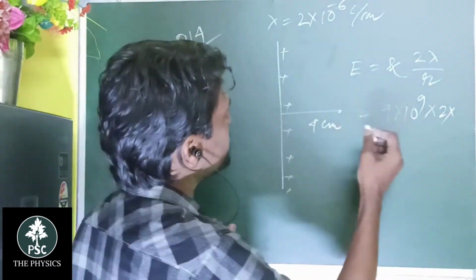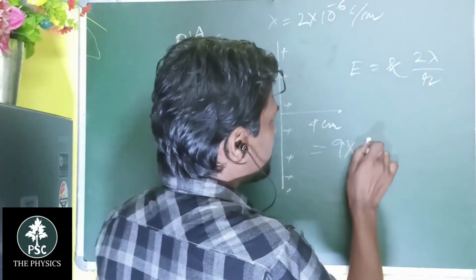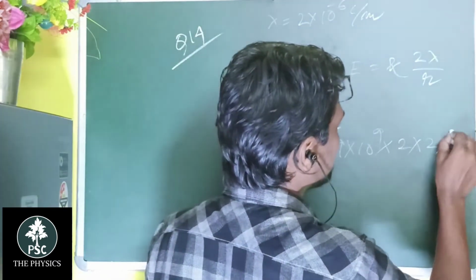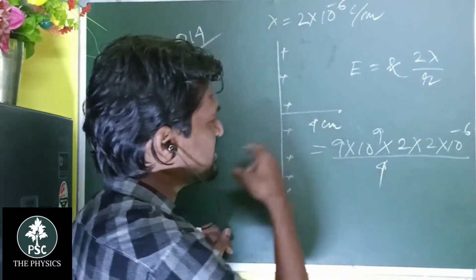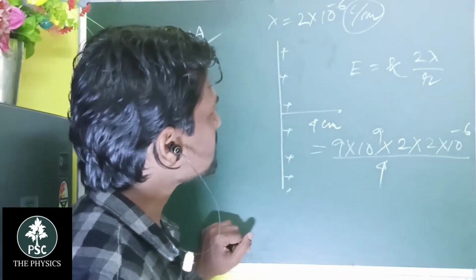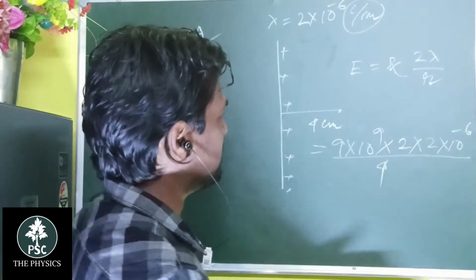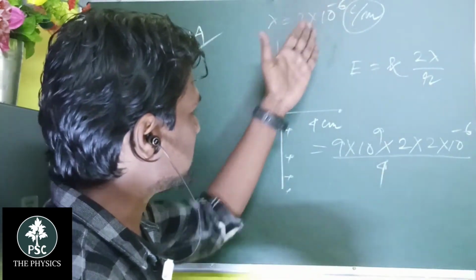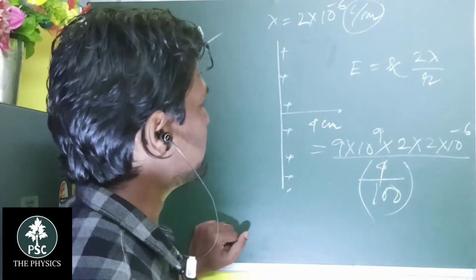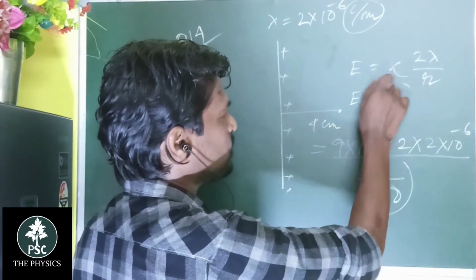Where lambda is 2 into 10 to the minus 6. So 9 into 10 to the power 9 into 2 into lambda, that is 2 into 10 to the power minus 6, divided by r, 4 centimeter. First of all, students, you need knowledge of the unit system in which all the variables are given. All the variables are given in SI units except 4 centimeters, so you have to convert it to meters, that is 4 by 100. It is k 2 lambda by r, since E is inversely proportional to r for a linear distribution.